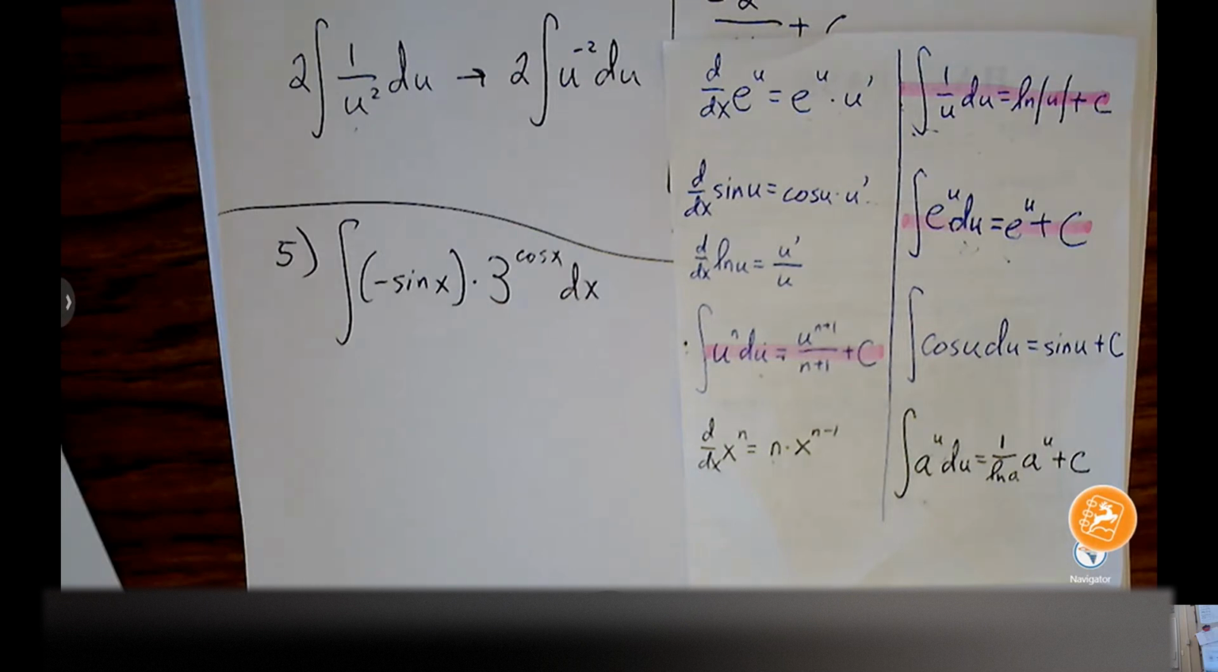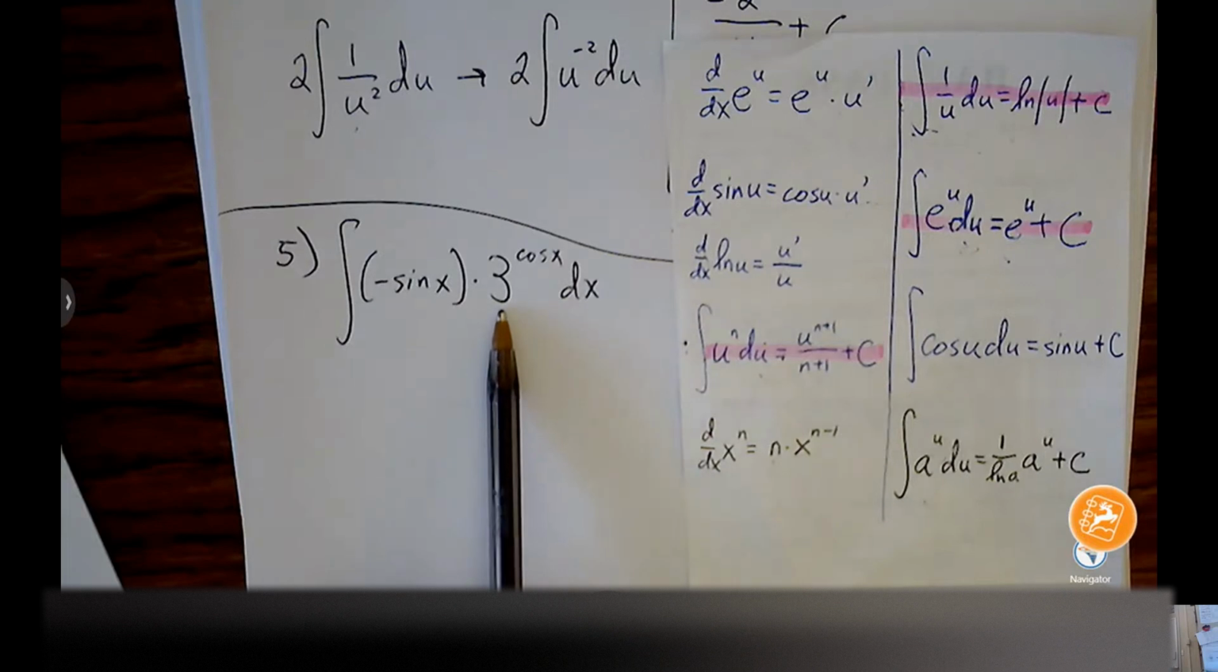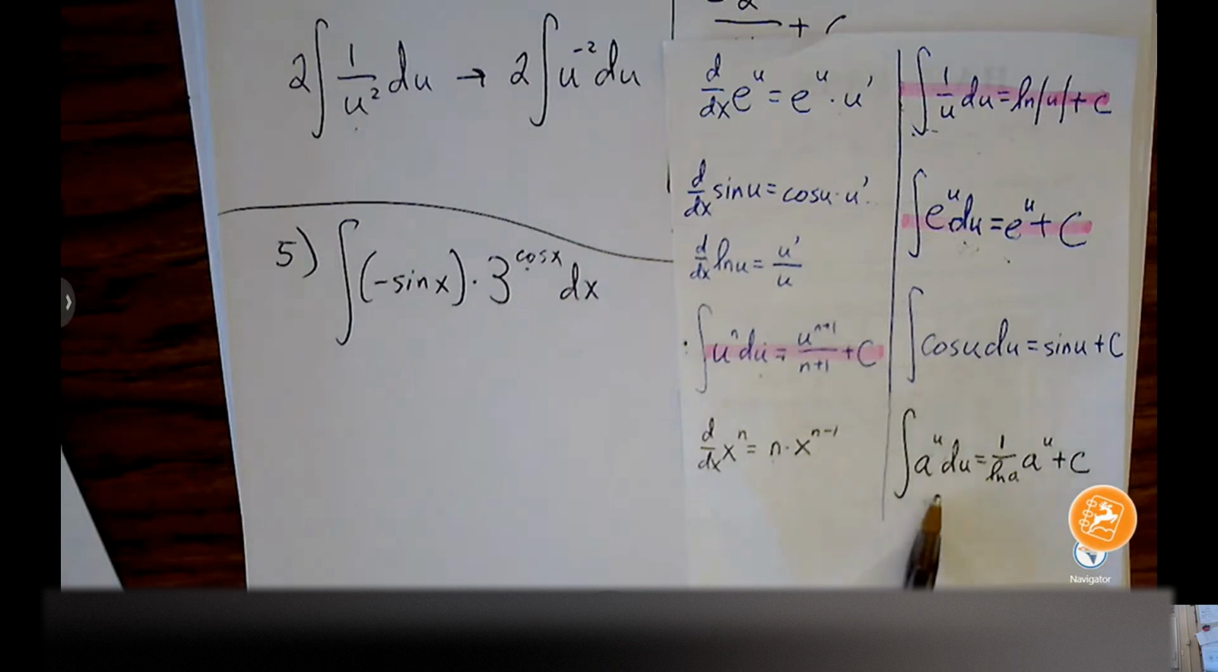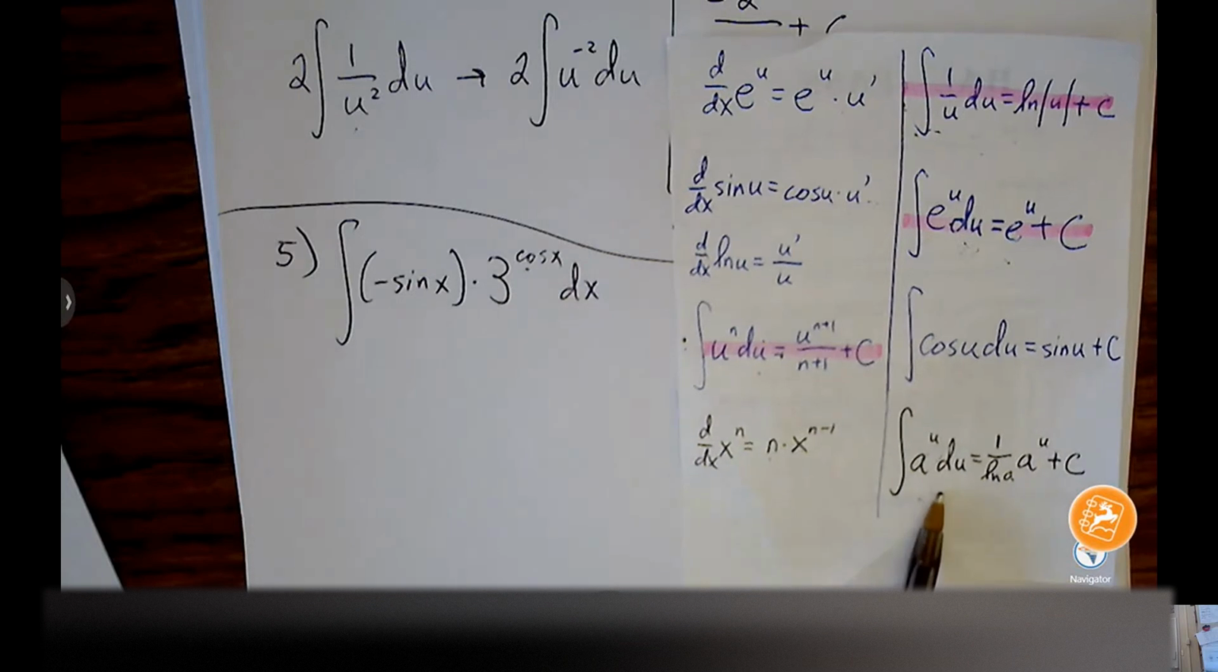Not quite. Would you start with the 3 cosine? Yeah, those sine and cosine are kind of distracting. Those are kind of just side things. What's the main thing here? The a to the u. Yeah, that 3. That 3 indicates it's an exponential function in the form of a to the u. So that's going to be the best fit.